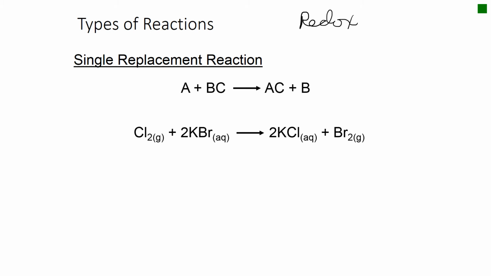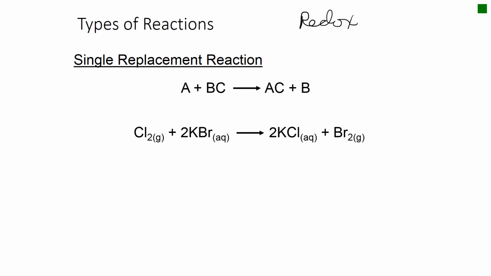I bubble that chlorine gas through a solution of potassium bromide, and the chlorine is going to kick the bromide ion out, and in the process take its electrons, but we'll talk about that soon, to produce potassium chloride dissolved in water and a bromine gas. So you're going to see a reddish gas come off on this one.